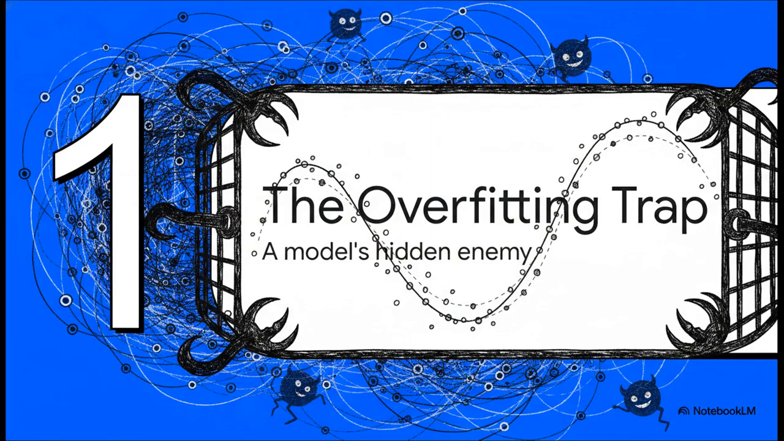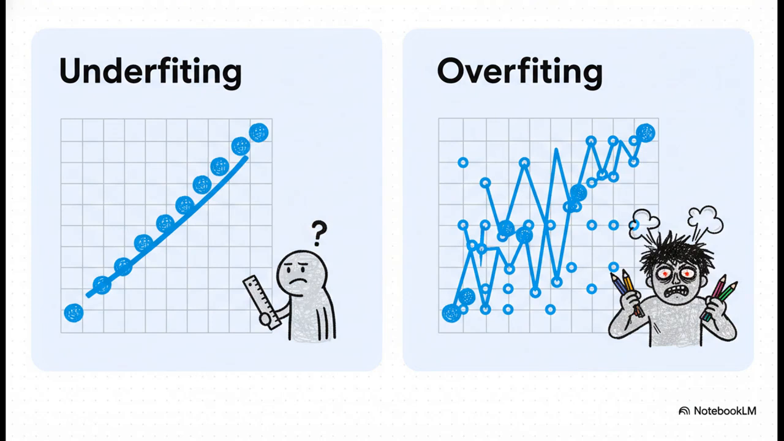Now, the single biggest obstacle we face in this whole process is a really sneaky and dangerous pitfall. It's something every data scientist has to learn how to spot and navigate. It's called the overfitting trap. This trap really has two sides to it. On one side, a model can underfit. That means it's just too simple and it completely misses the important patterns in the data.